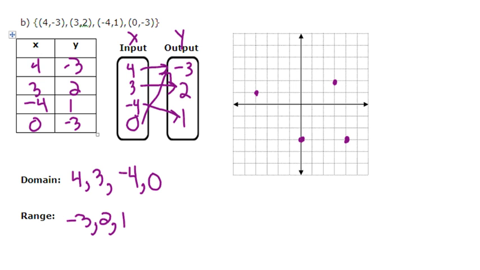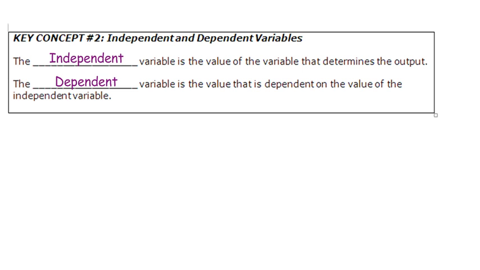Another key concept for relations is, when we are comparing two things, determining what the independent variable is and what the dependent variable is. The independent variable is the value of the variable that determines the output. The dependent variable is the value that is dependent on the value of the independent variable. I know you have probably done this in science before, but the independent variable is our x, and what it usually does is explain the y. So we also call it explanatory.